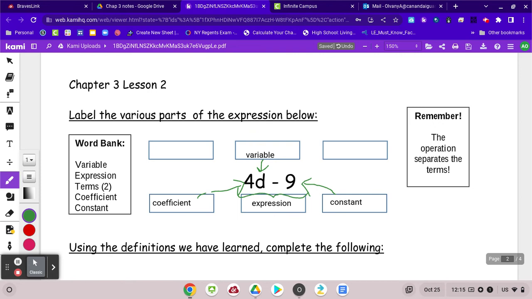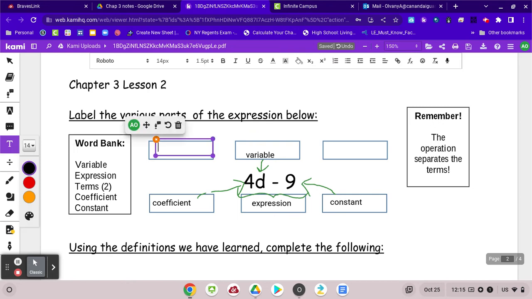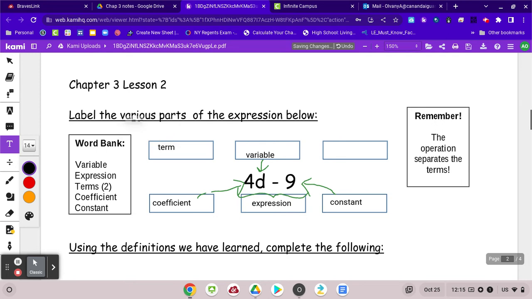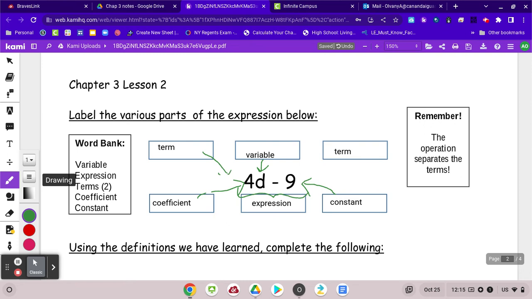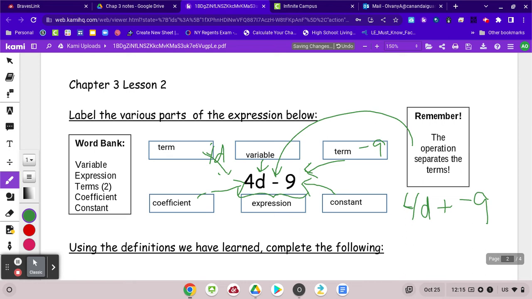And then this has 2 terms. We have a term over here, and we have a term over here. This term is 4D, and this term is negative 9. Okay? The operation separates the terms, so the operation is a subtraction, which we could add the inverse and get 4D plus negative 9. So that answer depends on if you add the inverse or not.